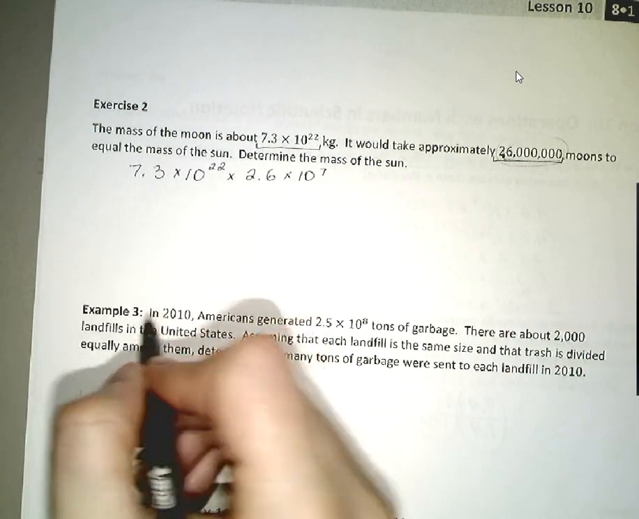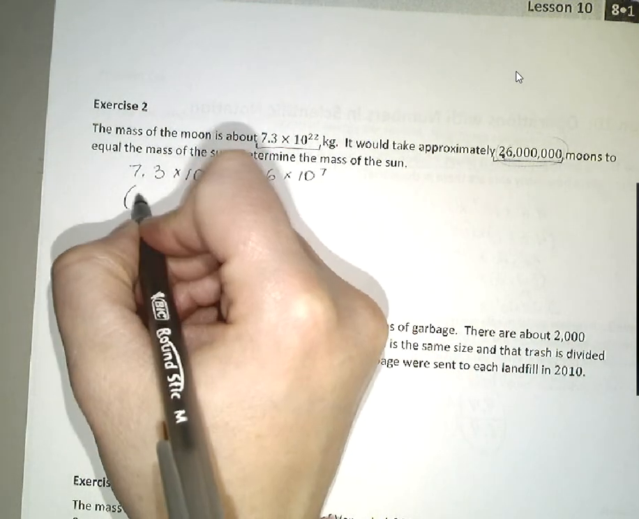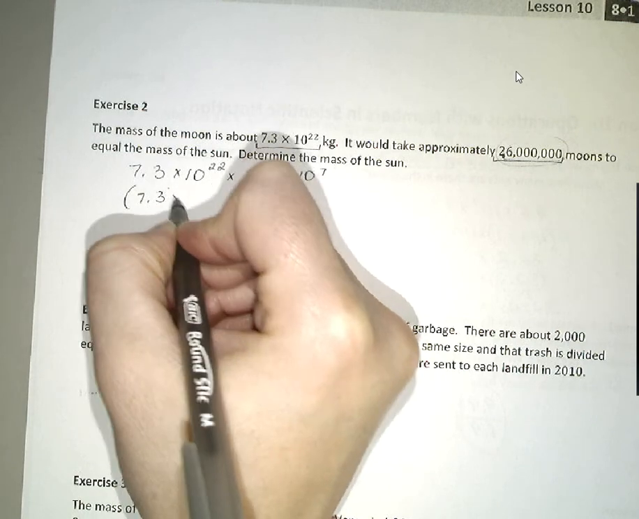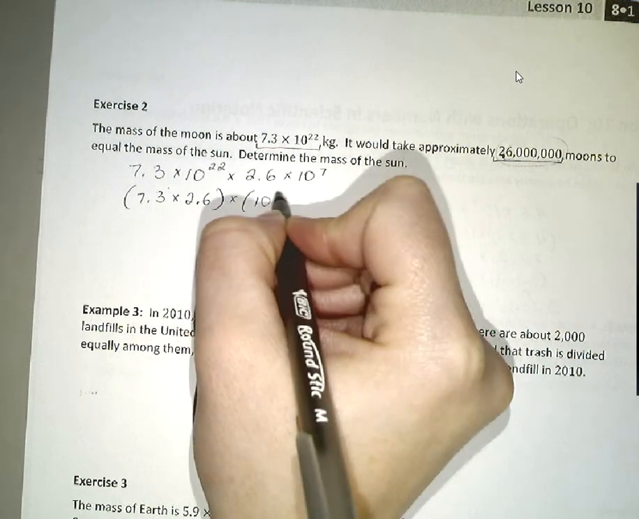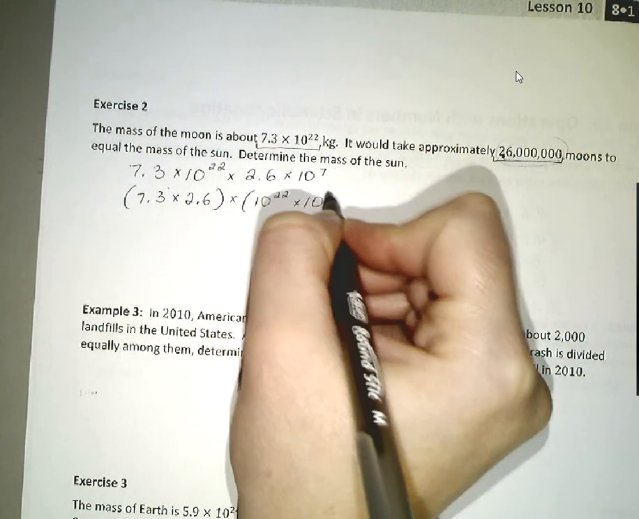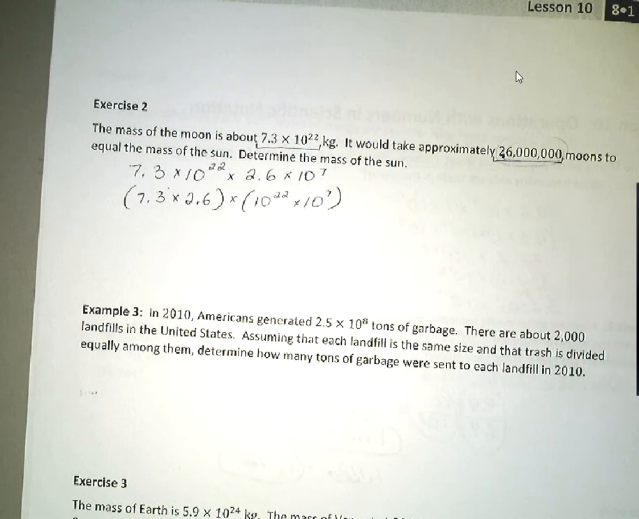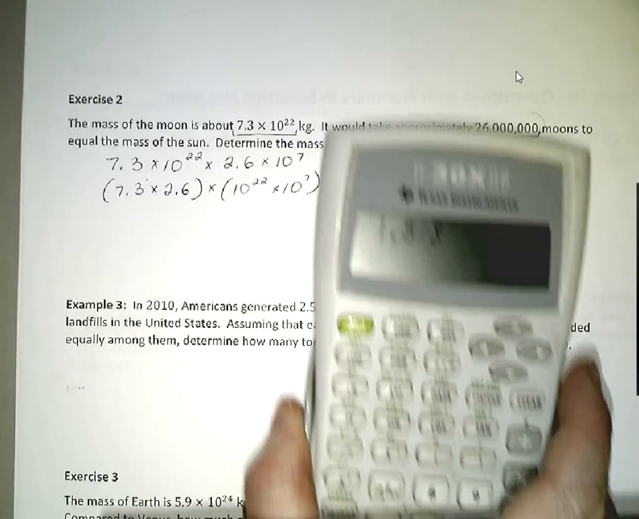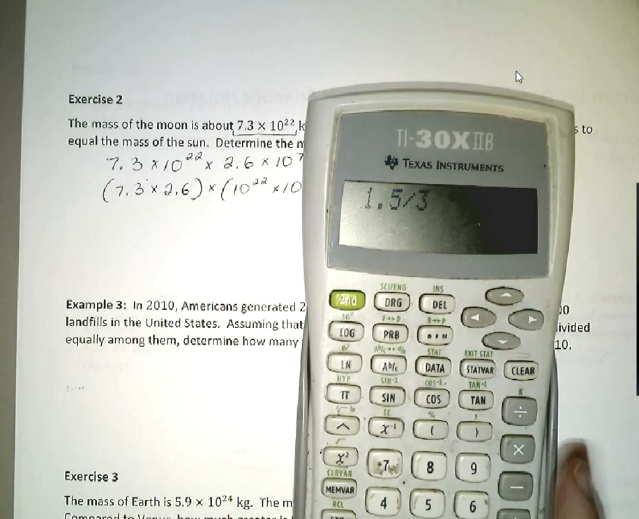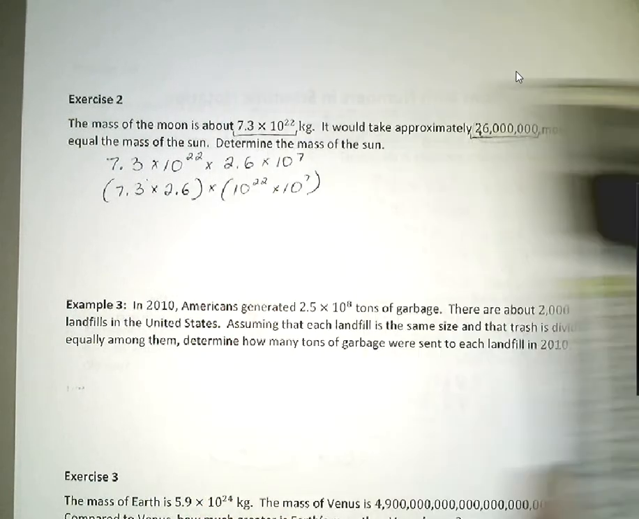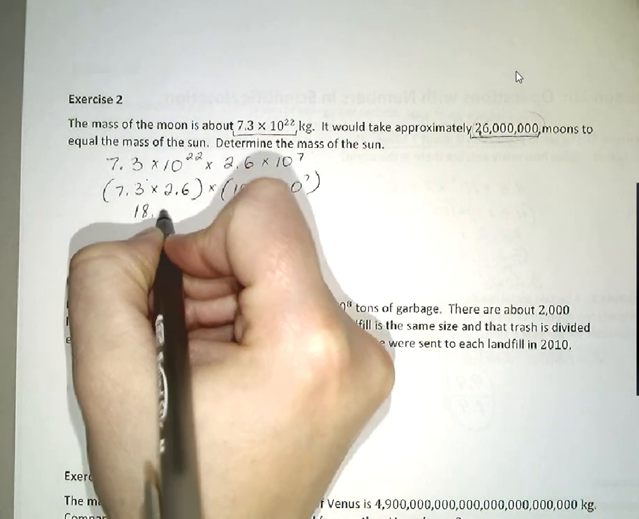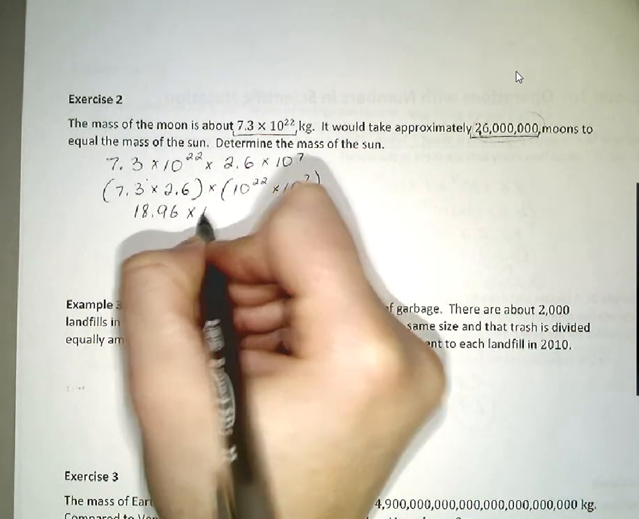Again, I can switch the numbers around here and multiply 7.3 by 2.6. And then I can multiply 10 to the 22nd by 10 to the 7th. Okay, so I'm taking my calculator and I'm multiplying 7.3 by 2.6, and you will get 18.98. 18.98 times 10.